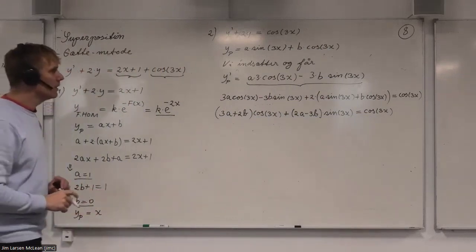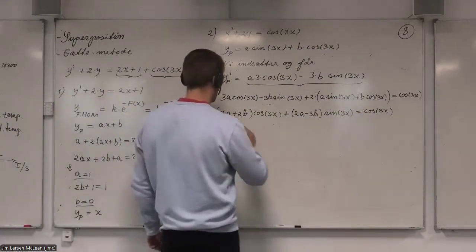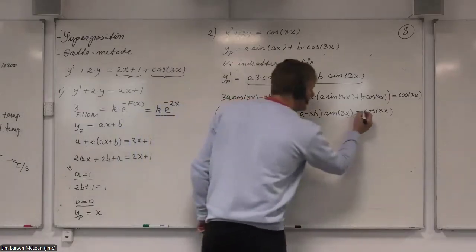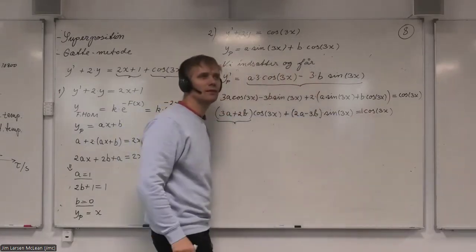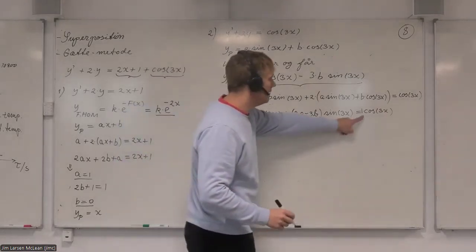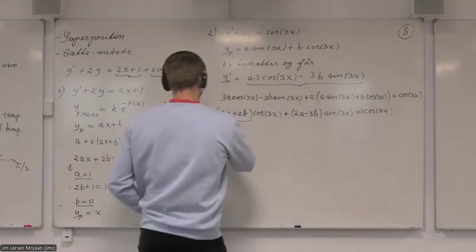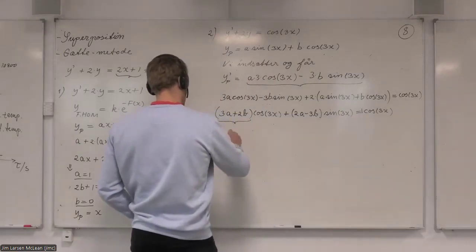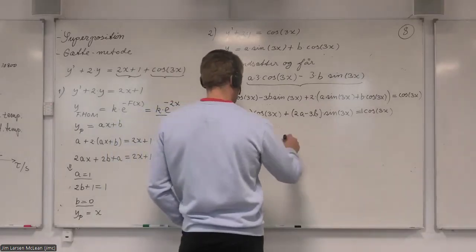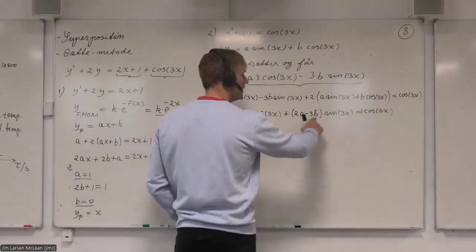Well, then I can conclude something. I can conclude that the coefficient multiplied by cosine there must match the number 1 that is multiplied by cosine here. That means 3a plus 2b must equal 1. So we get 3a plus 2b equals 1. And what else do we get? We get 2a minus 3b, it must equal 0. Why?